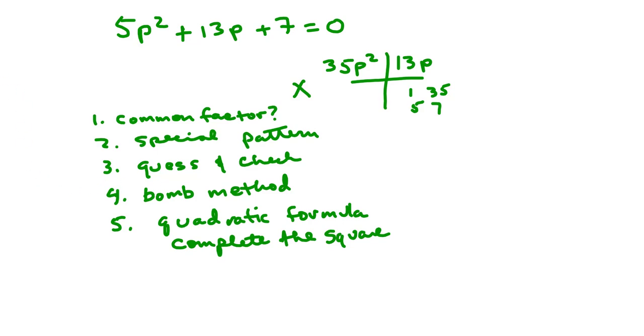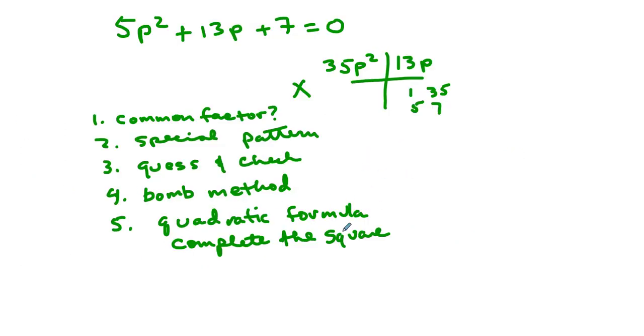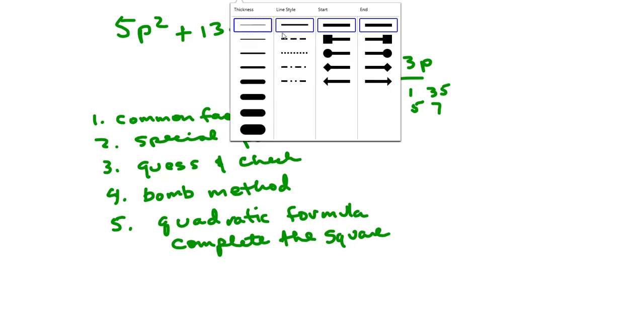Now, let me go back to this and see if we actually had to do it. It just says discuss which method would be the most appropriate. Okay, explain, then solve. So we still have to do the solving of it. So we're going to do the quadratic formula. You need to memorize the quadratic formula. Sing it if you have to, to the tune of Pop Goes the Weasel: x is equal to minus b plus or minus the square root of b squared minus 4ac all over 2a. That's the way you remember it.